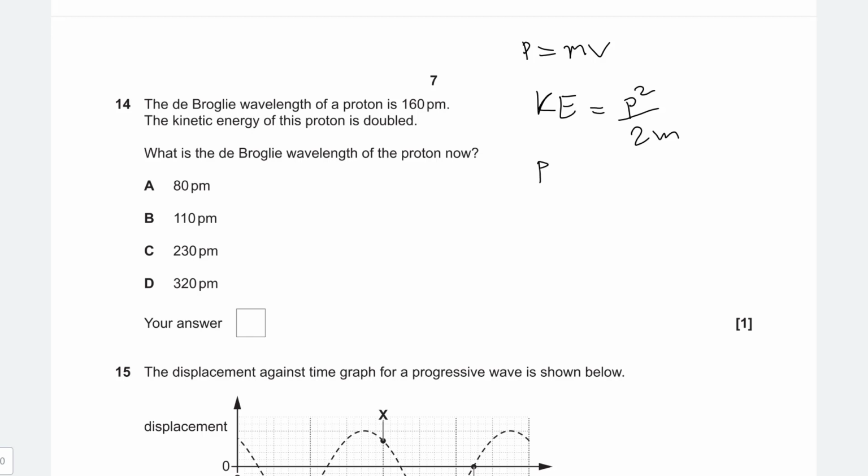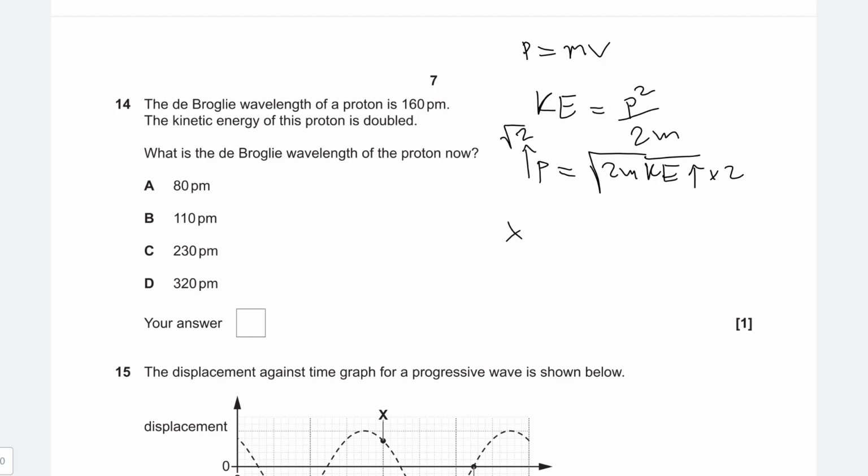This means that the momentum is actually proportional to the square root of 2m multiplied by the kinetic energy. So the idea here is that if the kinetic energy doubles, so that increases by 2, then the momentum will increase by a factor of root 2.